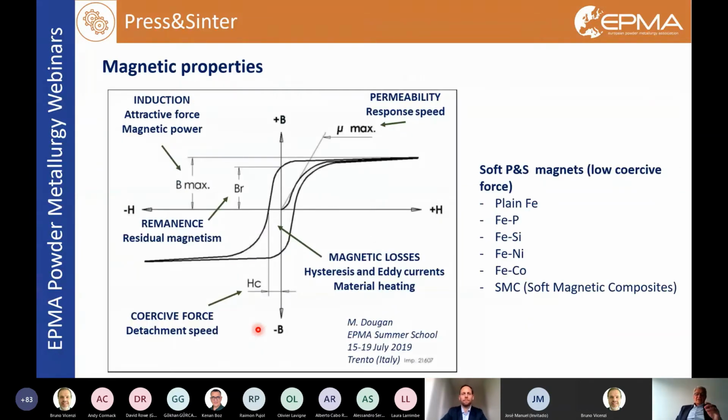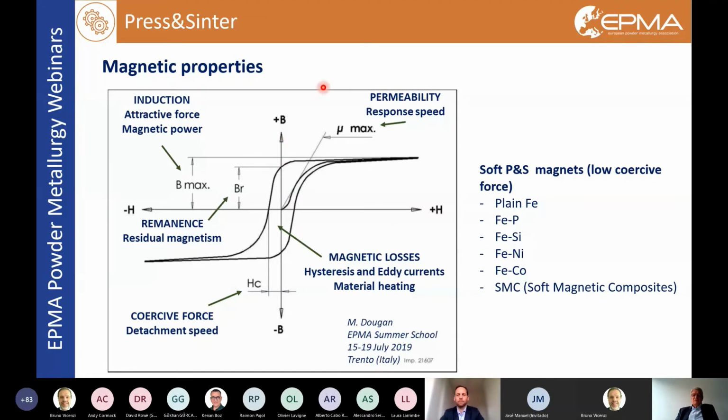Just a few words on some physical properties, also important since present sintered materials are not used only in structural applications, but in other applications where, for instance, magnetic properties are required. To speak about magnetic properties, it is important to make reference to the typical magnetization diagram, where on the x-axis there is the magnetic field, and on the y-axis there is the magnetic induction.